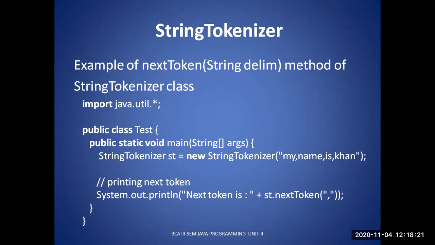So the output of this program is "my". We are not displaying all the contents, all the tokens in it. We are displaying only the next token which is possible before the delimiter that appears. The delimiter which appears first is after the "my" token, so it will display the "my" token. After that, it concludes, and no other output will be displayed. Only "my" will be displayed from this program.